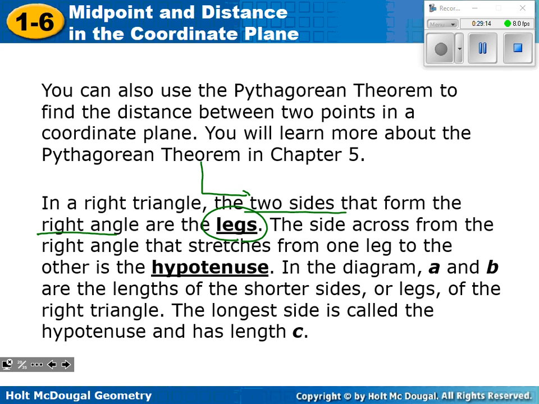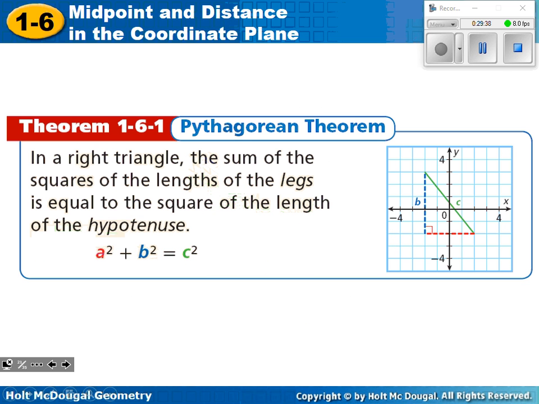So in a right triangle, the 2 sides that form the right angle are the legs. That's going to be these 2, A and B. And then the side that is across from the right angle is your hypotenuse. So that's going to be this side here. And what is the hypotenuse? It is the longest side always in your right triangle. Pythagorean theorem only works for right triangles. Our Pythagorean theorem we already talked about in bell work is a squared plus b squared equals c squared.